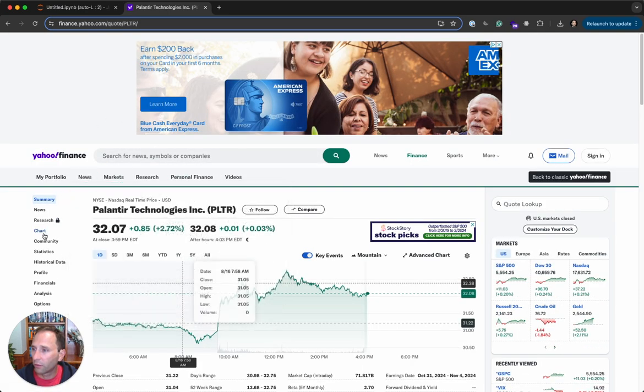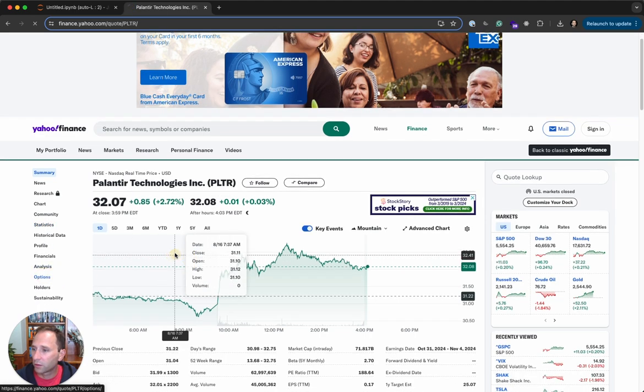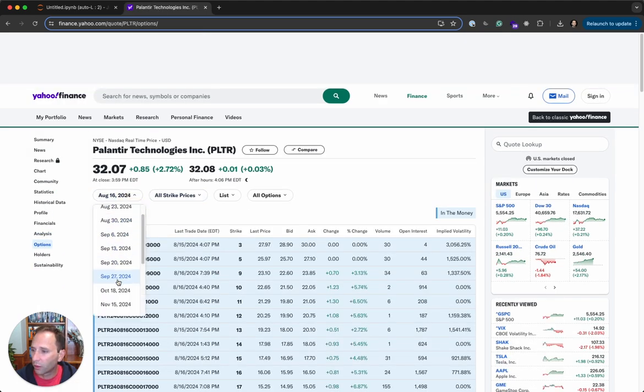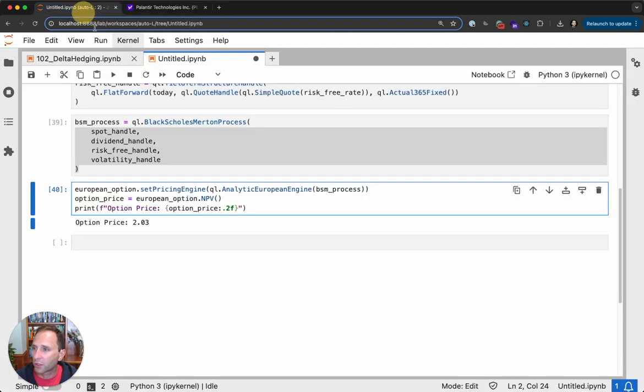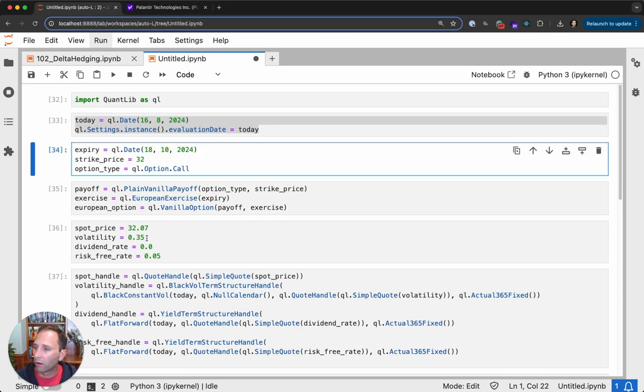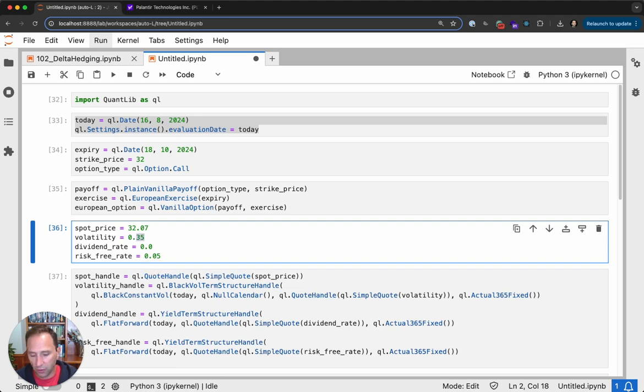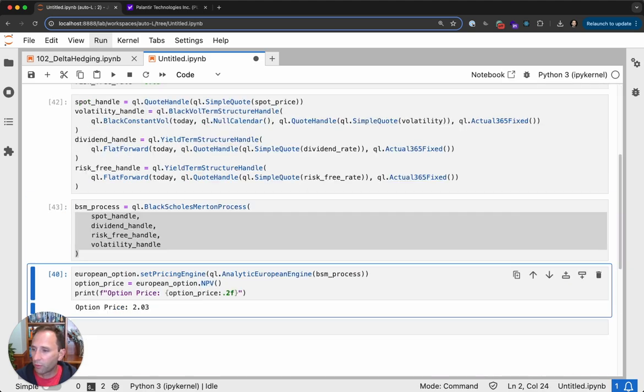If I go back to, where am I? Options. I said October 32 strike. So the market is pricing this option at, okay, so there's the implied volatility numbers, 50.1%. So let's actually update our volatility. So I underpriced the option. And let's reprice this to see what we get.